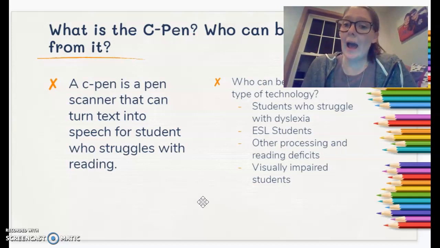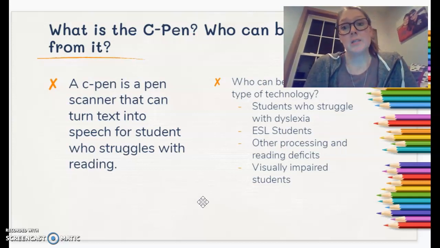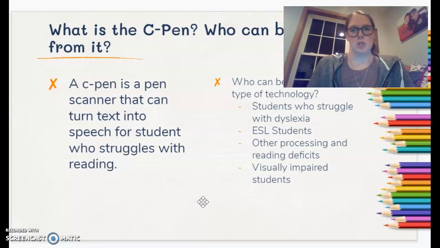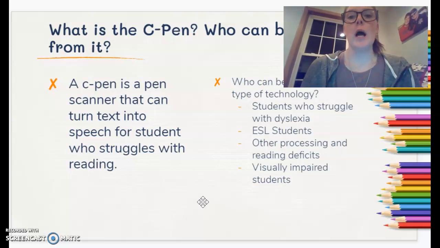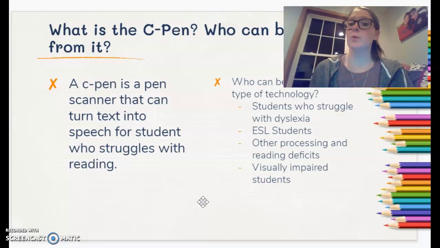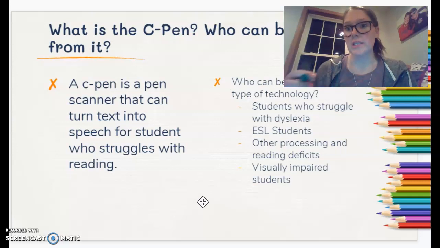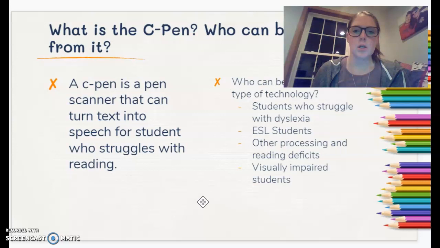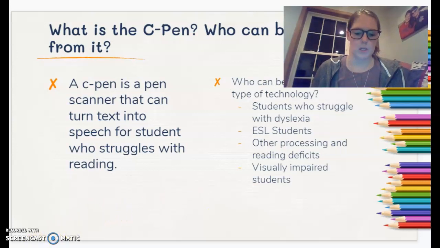So since I don't have a pen to show you guys how it works because they are expensive, and my school will purchase them for a student if they need it and their parents can't afford it, but they're not going to purchase one for me just to use. So I found a video that kind of just briefly explains how it works so you can actually see what it does. And then we'll come back to the presentation. So let me show you that video quick.